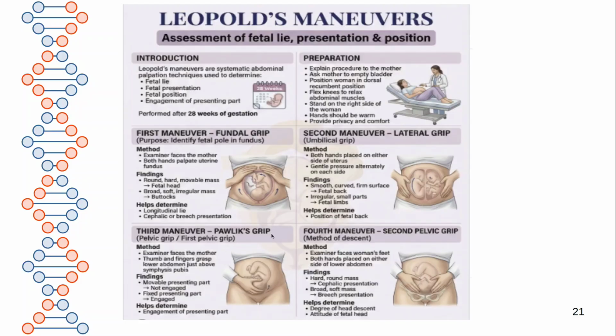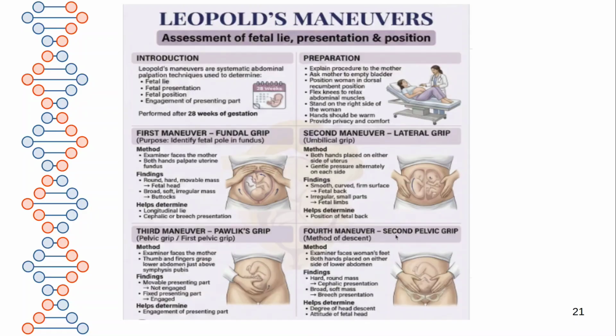Pawlick's grip helps determine engagement of the presenting part. Pawlick's grip will tell us the engagement of the presenting part, whichever it is, fetal head or buttocks, whether it is engaged or not. This we identify with Pawlick's grip.